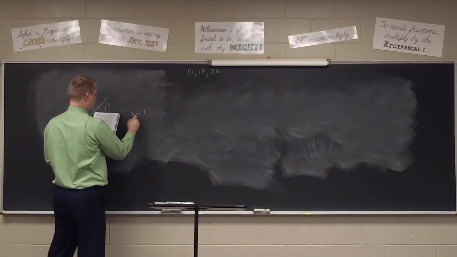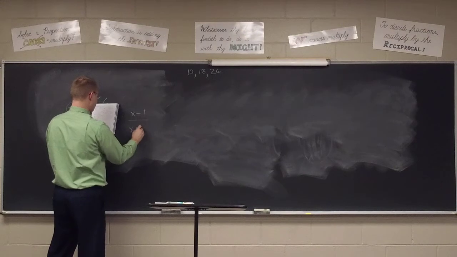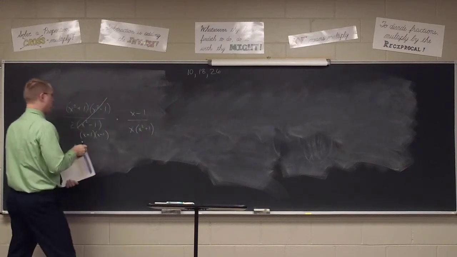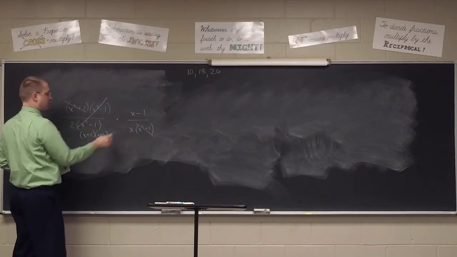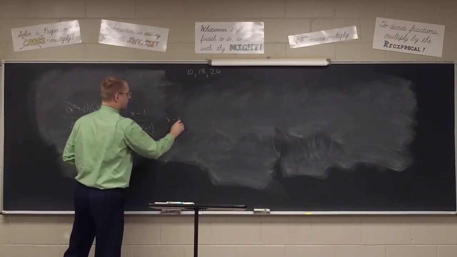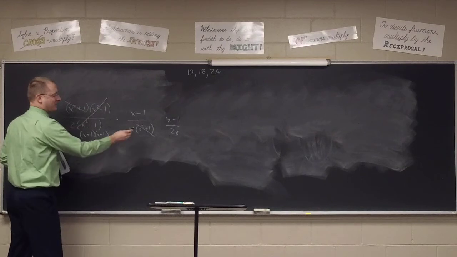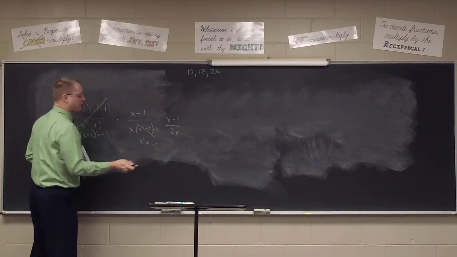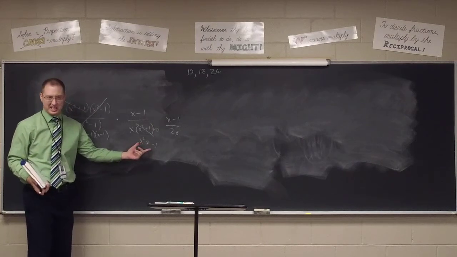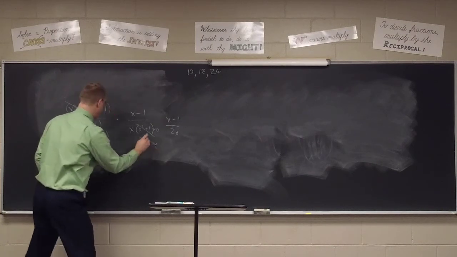Times (x - 1)/x times x squared + 1, where the x squared + 1 also cancels. Of course, the sum of squares doesn't factor. So there's the x - 1, there's the 2x. And again, if you were to set this unequal to 0, you'd say that x squared can't be negative 1, but a square can never equal a negative anyway. So we really don't need to worry about that.